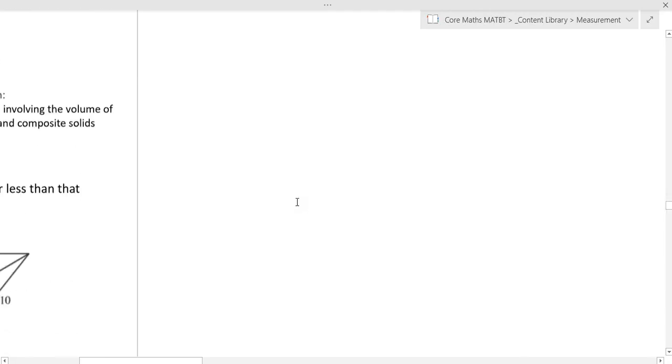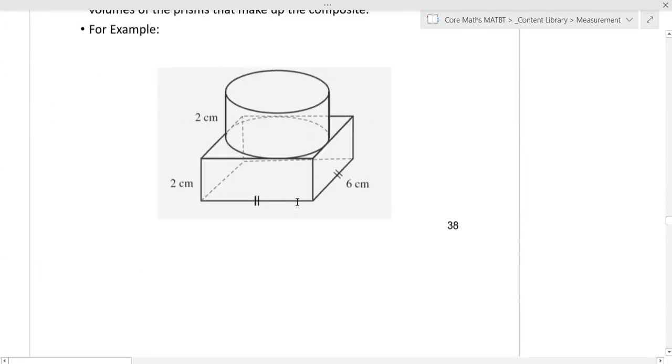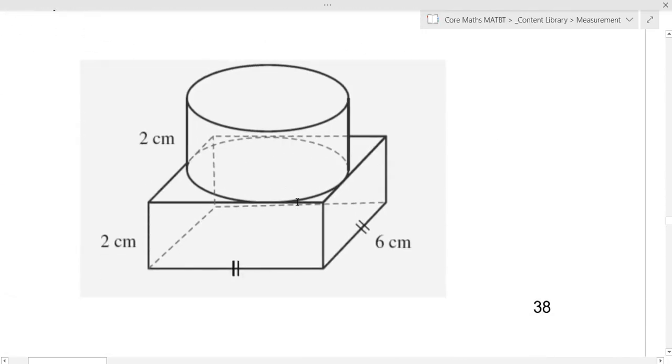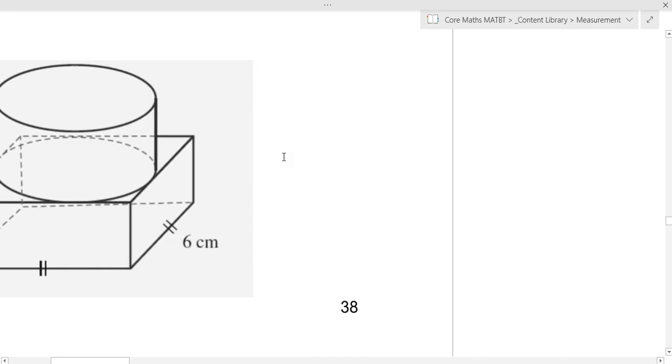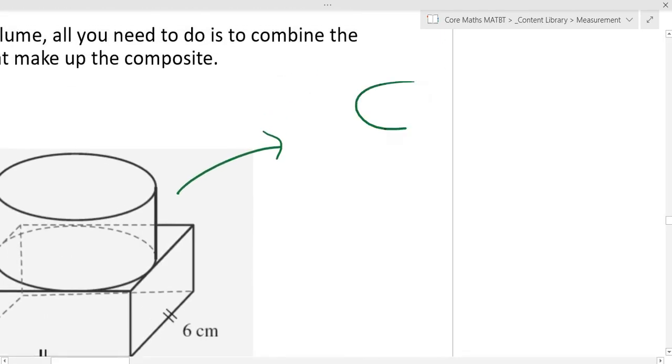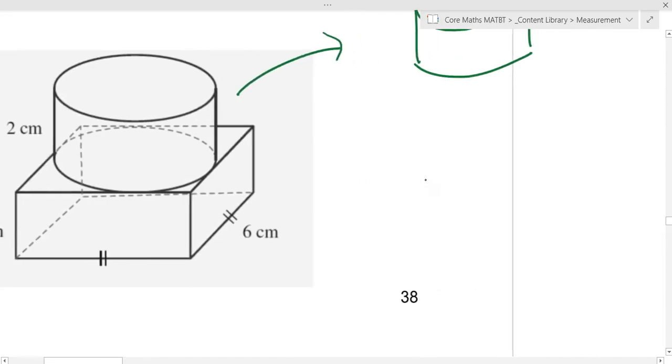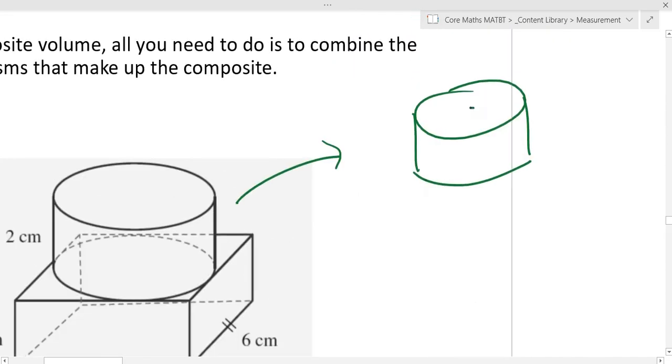Okay, let's keep going. Composite shapes, straightforward again. It's just about finding the volumes of each shape separately, then adding them together. So if I broke this up into 2 parts, the cylinder at the top, I can see that the diameter of it will be 6, so that means the radius is 3, and the height, according to this, is 2. So that's the first part.